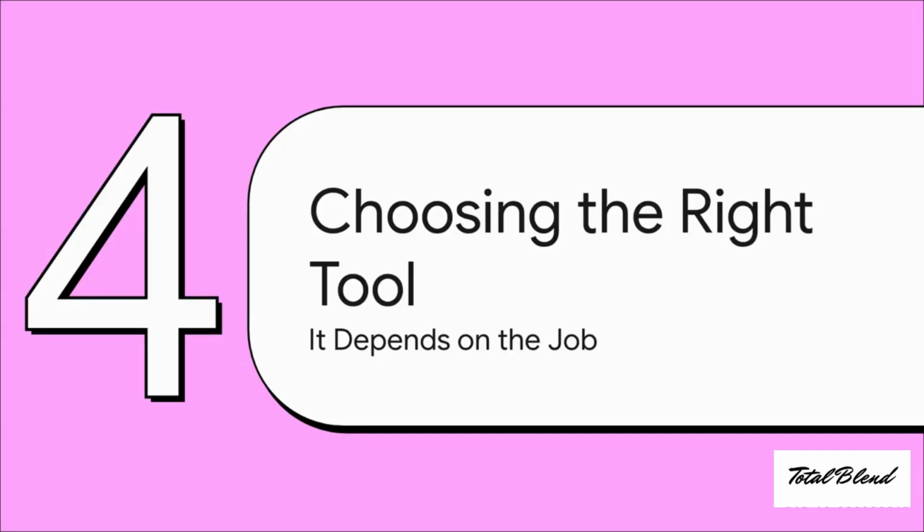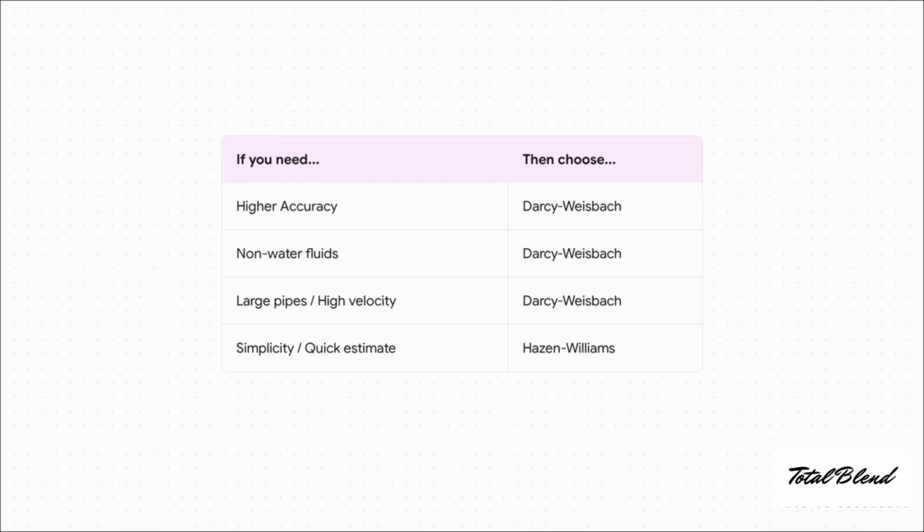So who wins? Which equation is actually better? Well, you've probably guessed it by now. Like with most things in engineering, there isn't one single winner. The best tool always depends on the job you're trying to do. So here's a quick and easy guide. If you need the absolute highest accuracy you can get, or you're dealing with really big pipes, high speeds, or literally any fluid that isn't water, then the choice is easy. You have to go with the precision of Darcy-Weisbach.